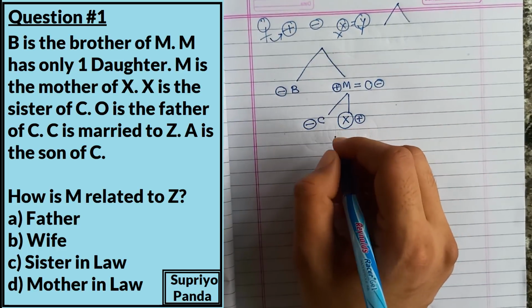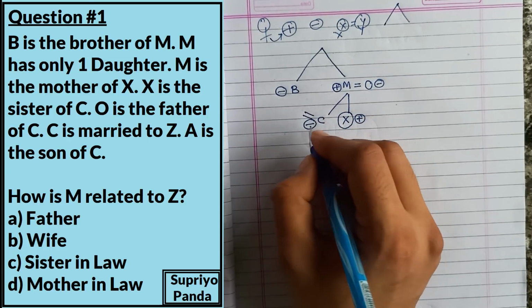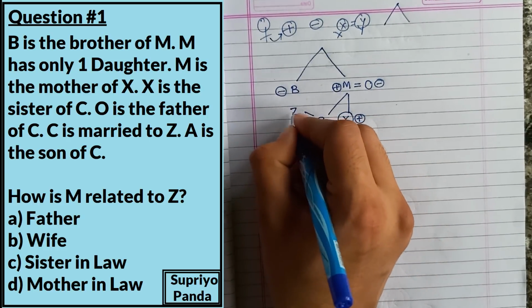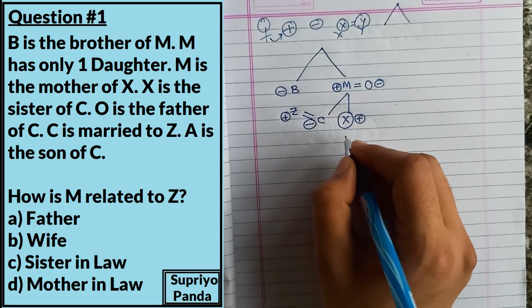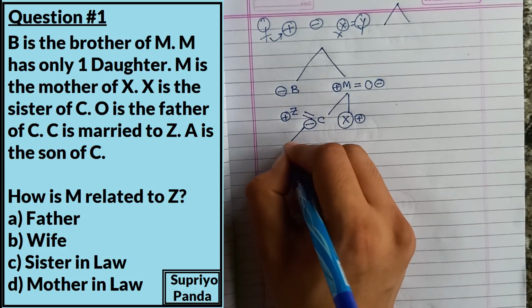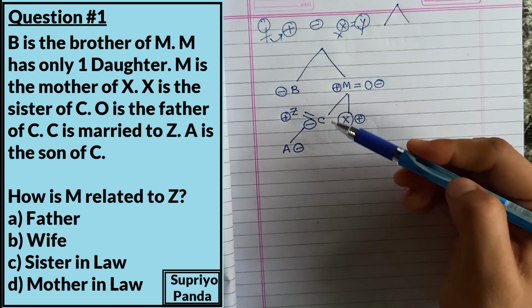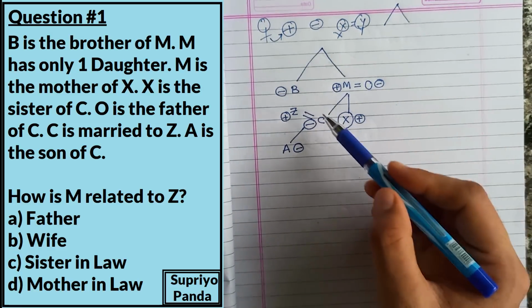C is married to Z, so we can do an equals over here. Z is a lady. A is the son of C. Fine. So here we have another, A is the son of C. Finally, this is our entire representation of the relationships that we just saw.